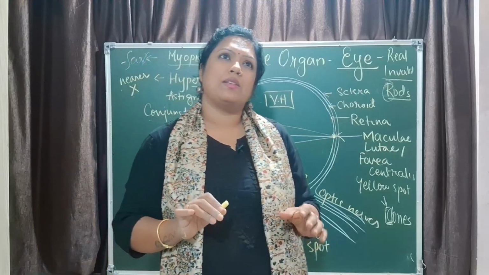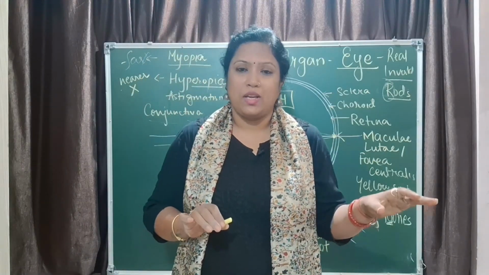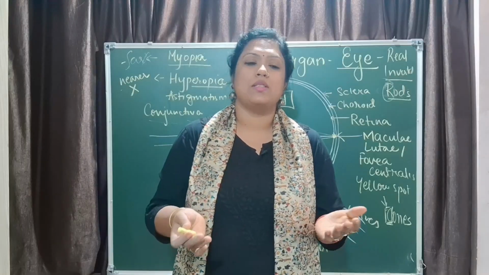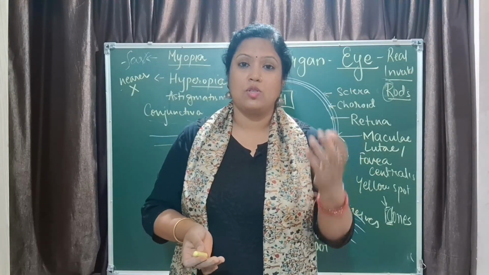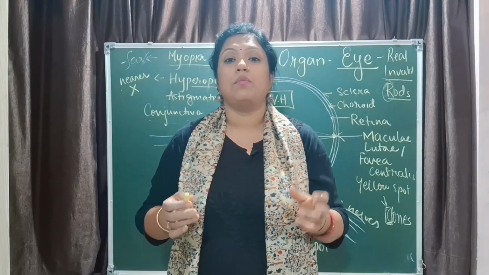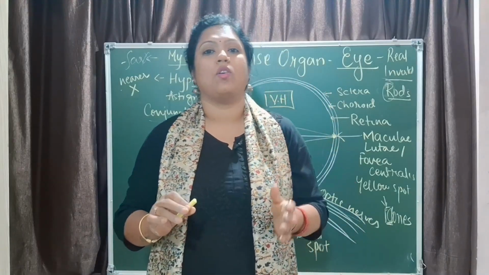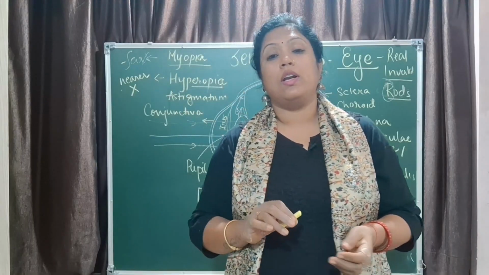At the same time, there is something called presbyopia. Presbyopia is when, in old age, people cannot see objects that are very close to them because the suspensory ligaments or the ciliary muscles become loose and they cannot make the lens contract and relax accordingly. Then there is something called cataract.